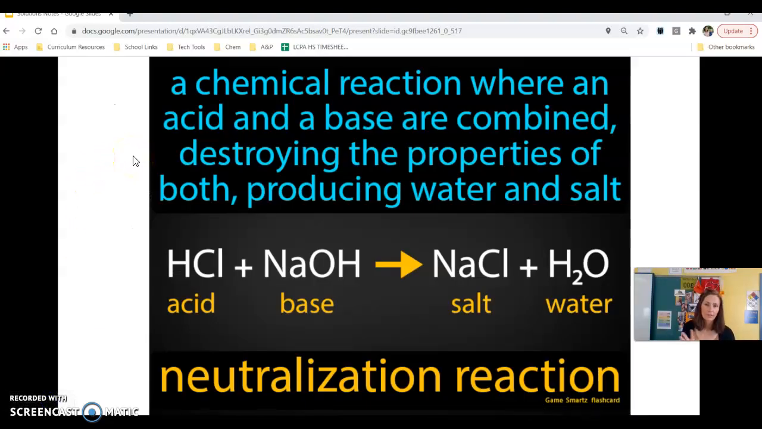The second, or kind of final, part we're going to talk about is neutralization. Oftentimes in life we need to neutralize a situation or a substance in order to make it safe. A chemical reaction where an acid and base are combined, destroying the properties of both, is going to produce water and salt. So whenever you have an acid and base reaction, you're always going to be producing water and salt. This is the basic example: hydrochloric acid and sodium hydroxide producing NaCl and water. It is also a form of double replacement reaction, if you can see that happening.